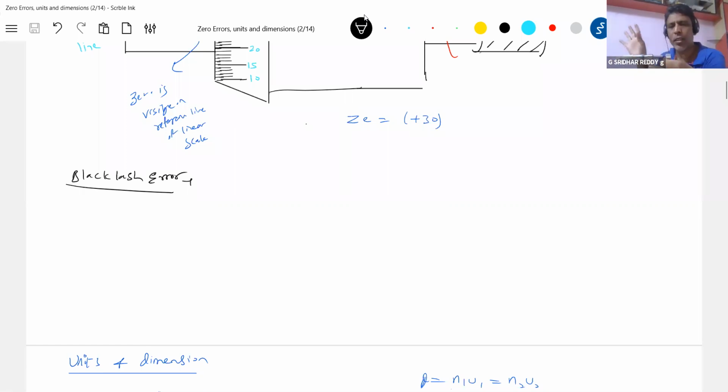But you should not do like this, or a backlash error will come. So there are two reasons for backlash error. One, due to wear and tear, the aging of the equipment: the angular displacement and linear displacement will not be proportional. Second, when you rotate either way while taking a reading, a backlash error will come. So what are the alternatives? First, rotate the screw in one direction only when you are using it, whether closing it or keeping any object.